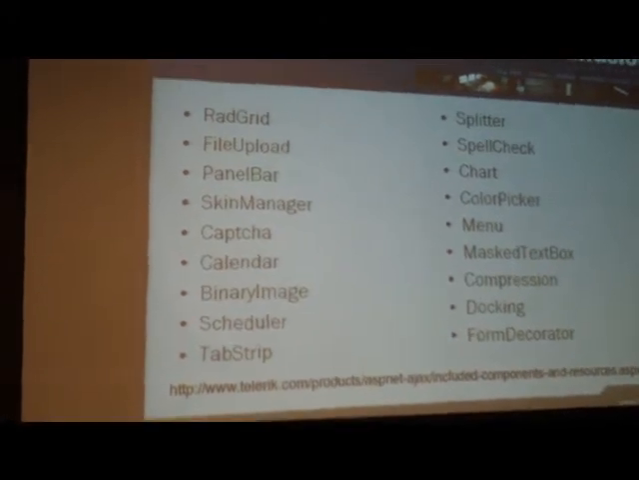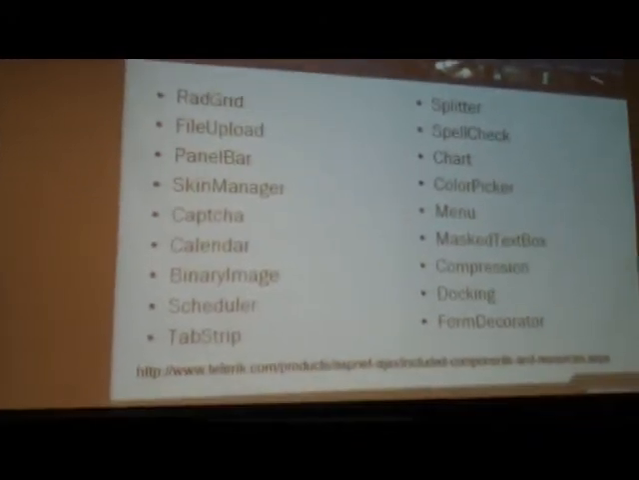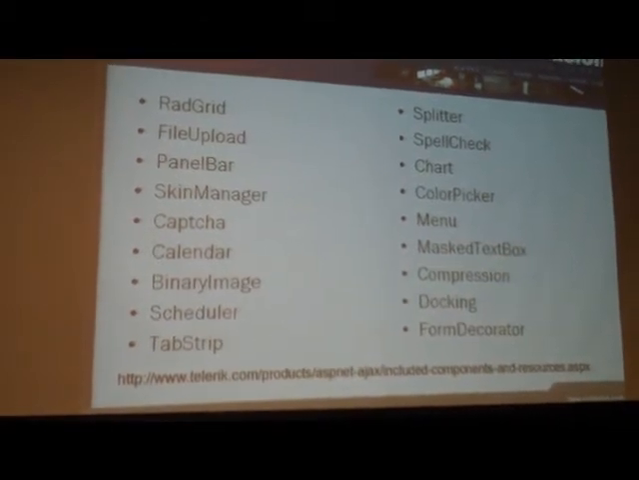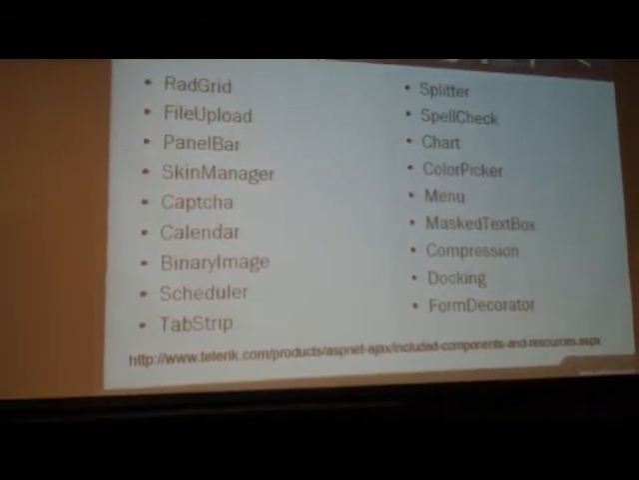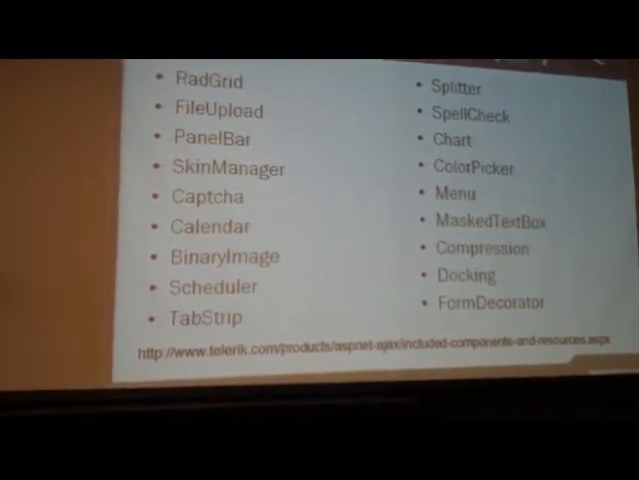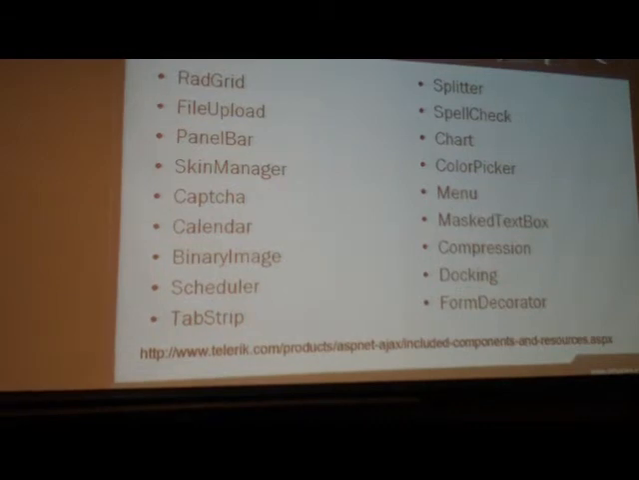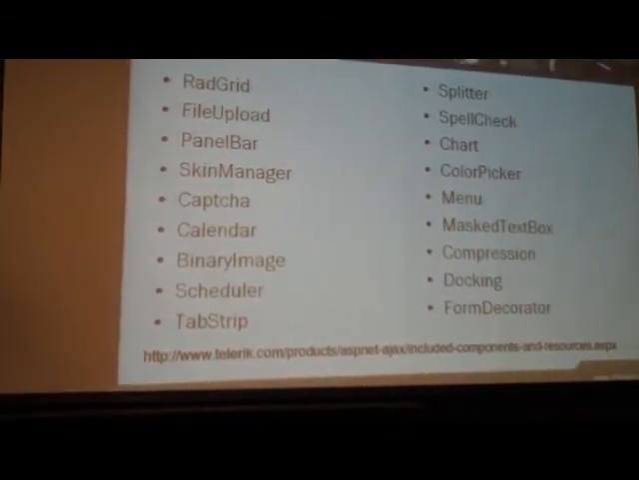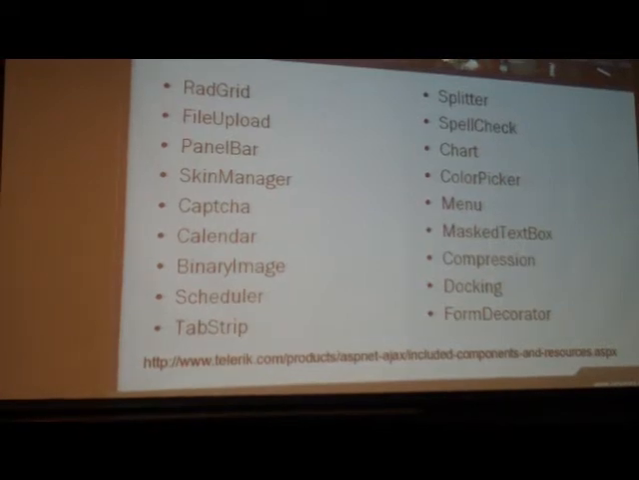So for the ASP.NET Ajax, I think it's about $1,000 for a developer license. It's a suite of controls, and this is a list of what you get. You can actually put these things together to build your UI. But obviously the first one, the RadGrid, is the one that you would use the most.